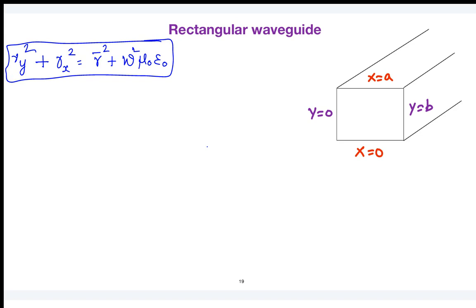So what is the value of the propagation constant along the x direction? Can you reply? What is the equation we got for the propagation along the x direction?